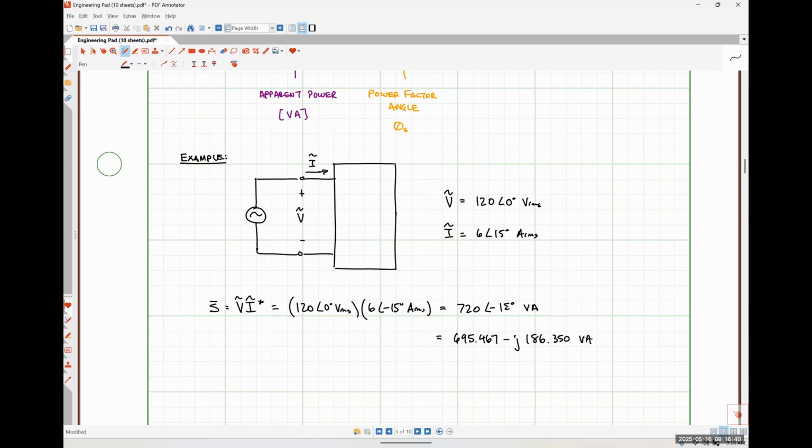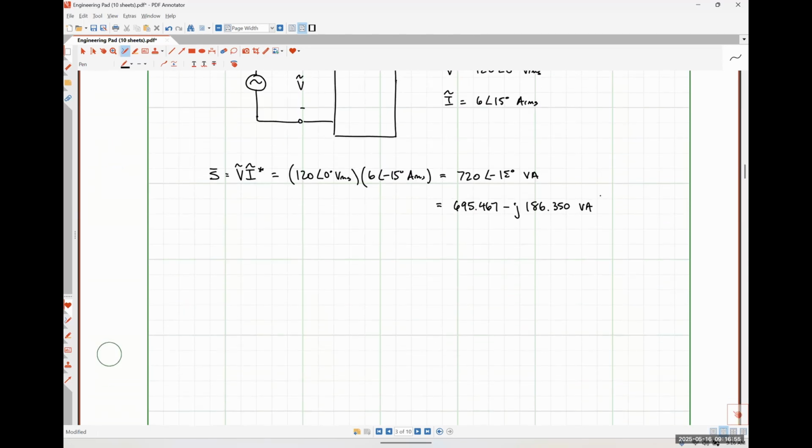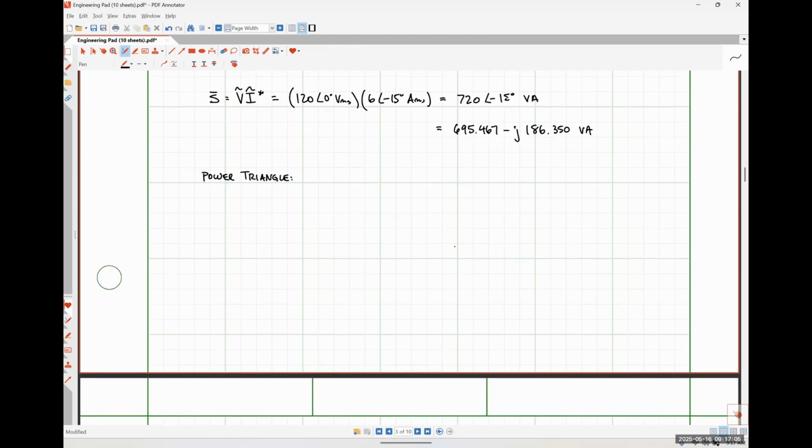So what I want to introduce next is a handy visual tool for helping you remember what the different parts of the complex power represent. And it is what is known as the power triangle, okay? So this is going to be the power triangle for an inductive load. And we'll explain a little bit more about what exactly I mean by that when we get into power factor here in a couple of minutes, okay?